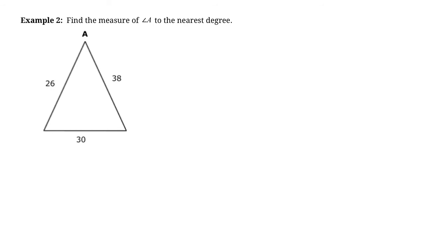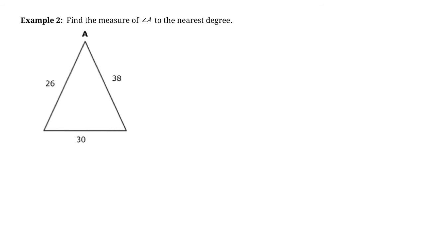So they did mark one angle as angle A, and that's this top angle right here. We are given all 3 of the side lengths on this triangle, but we don't have any information for these bottom 2 angles, and that's okay.